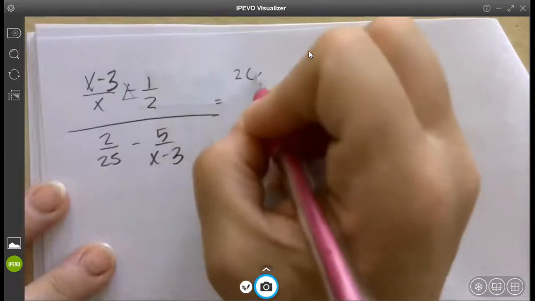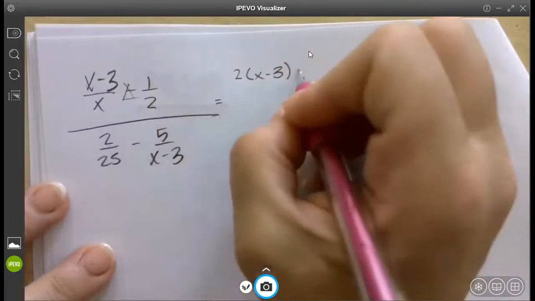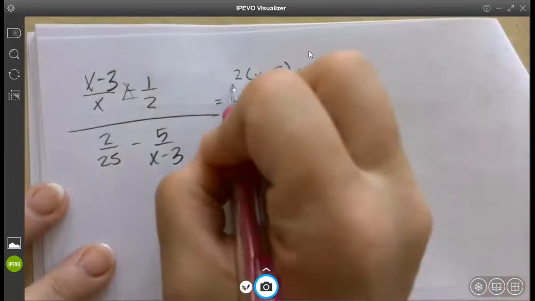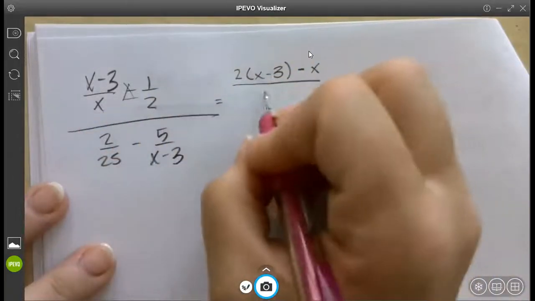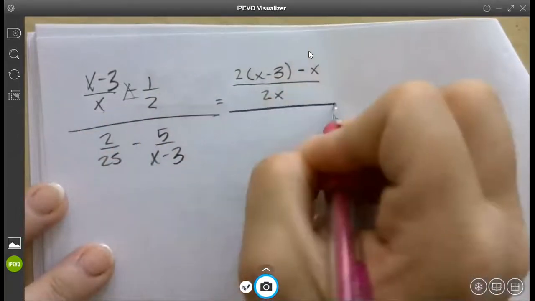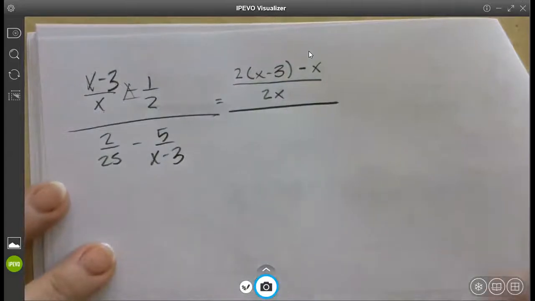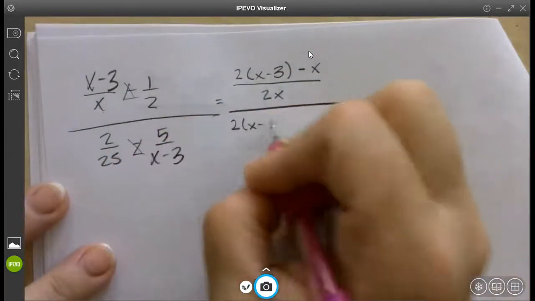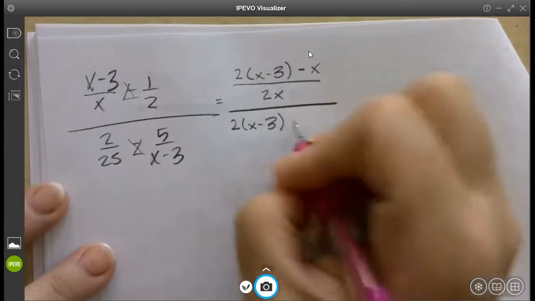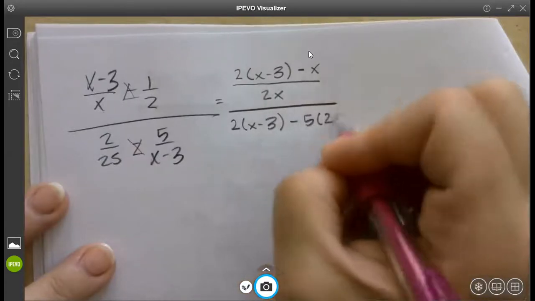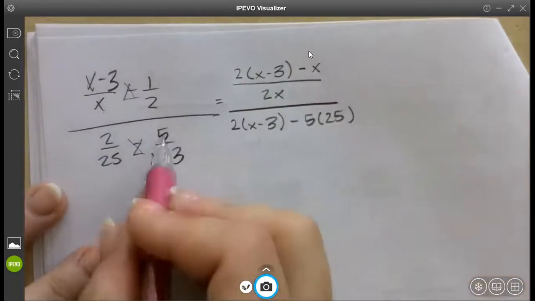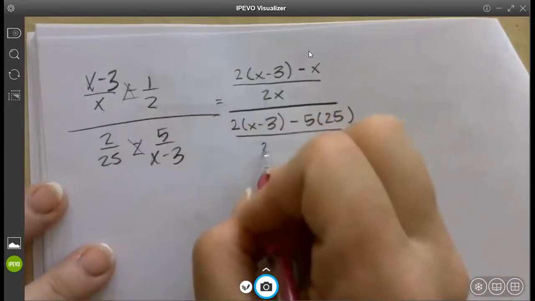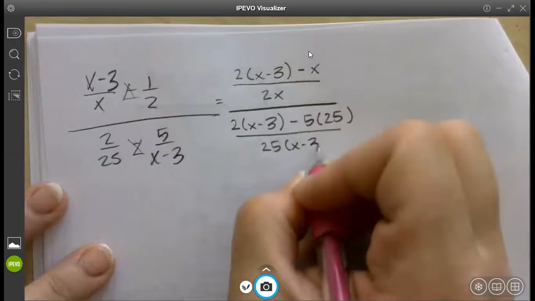2 times x minus 3. We have a minus between. 1 times x is 1x. On the bottom, multiply them together. 2 times x is 2x. On the bottom, cross multiply. 2 times x minus 3 minus 5 times 25. So we had a minus between. 5 times 25. On the bottom, multiply them together. 25 times x minus 3.